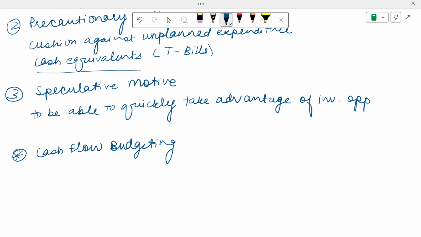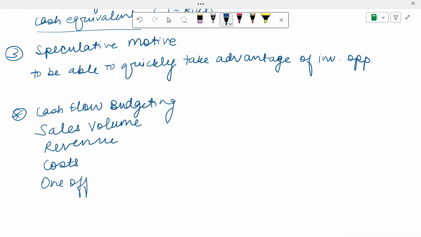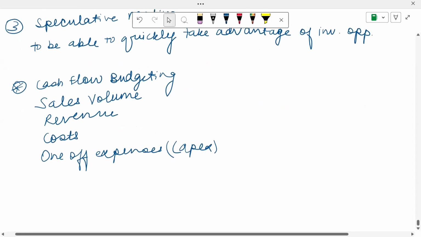So basically, if you are preparing any cash budget, what all are you going to take? You're going to see how much is going to be your sales volume, how much revenue you're going to generate, and then you'll also consider the costs that you have, and then you'll also consider the one-off expenses, which could also be the capital expenditure. So capex is also a part over here. So this is all that you will consider, and even more things that you will consider in cash flow budgeting.